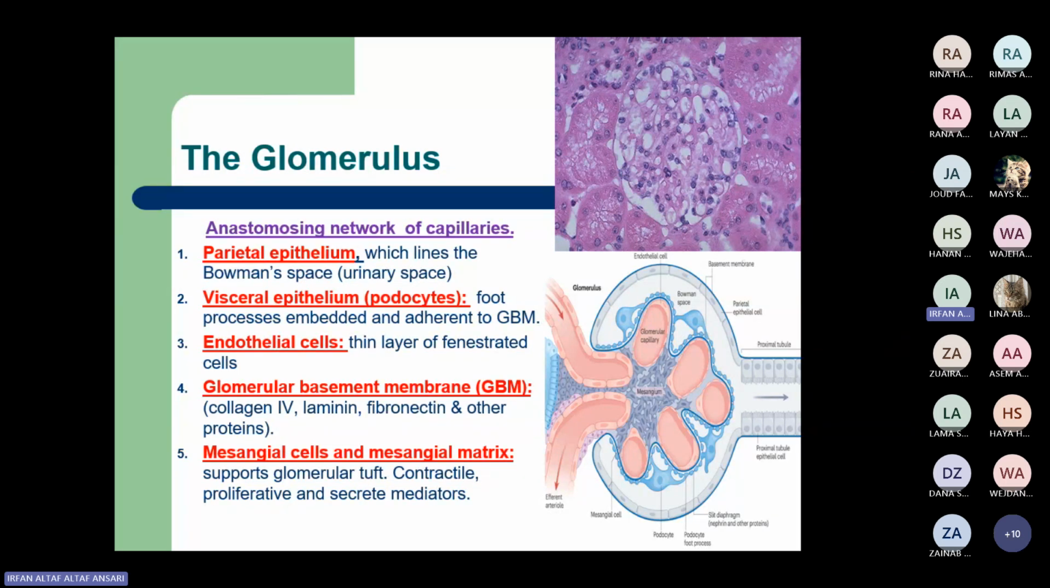Okay, and the glomerular basement membrane is made of collagen 4, laminin, fibronectin, and other proteins. Sometimes in histology, they might ask you which type of collagen is most predominant in the glomerular basement membrane. So you have collagen 4. Which protein is most commonly seen? First, you look for the laminin, okay? And then fibronectin. So laminin, collagen 4, laminin, fibronectin, okay? Then you have mesangial cells in the mesangial matrix, which support the glomerular architecture.